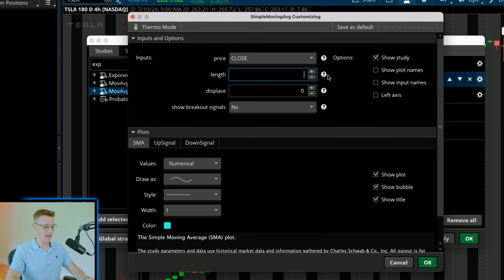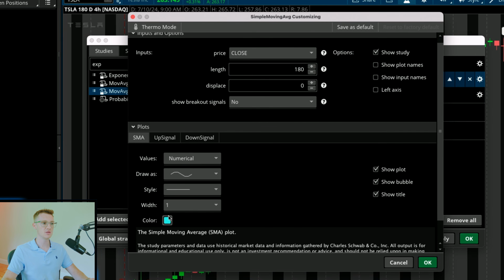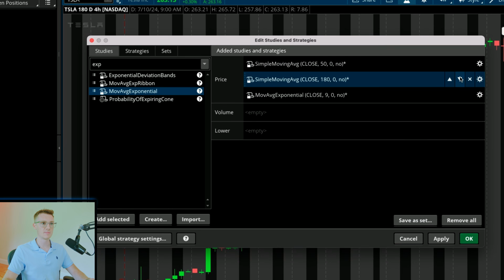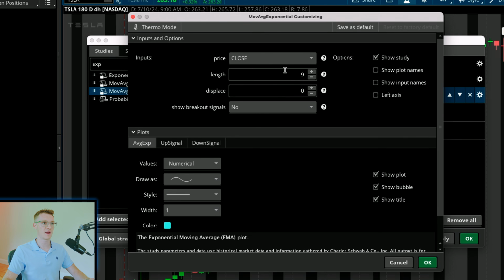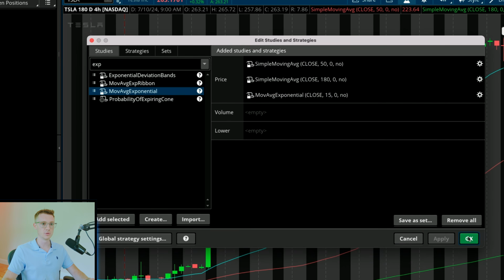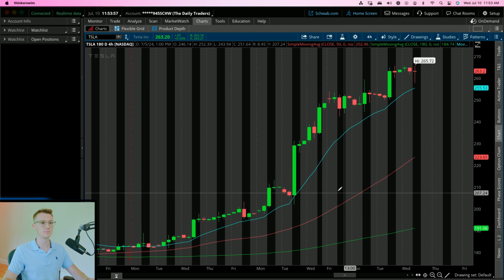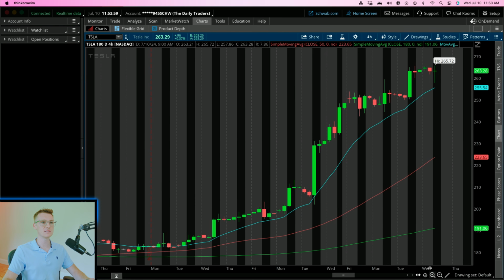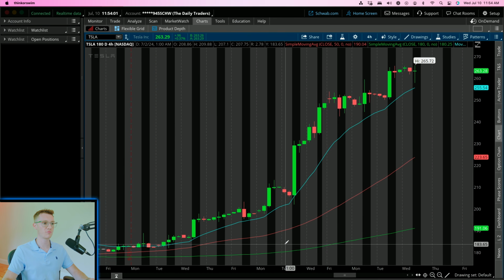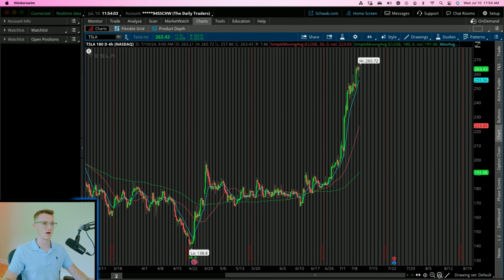Next, we're going to add a 180-day SMA, and you can make these whatever color you want. I'm going to make mine green, and then our last moving average is going to be an EMA, which I like to leave default. Blue. So we're going to hit OK. We're going to apply these. And now you can see we've got our 3 moving averages applied on this chart.